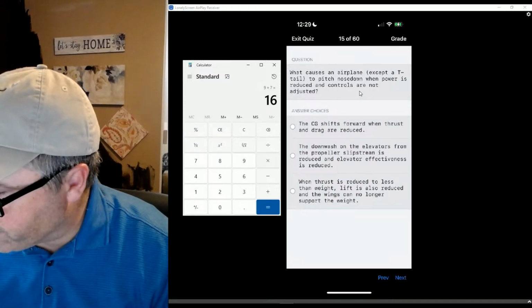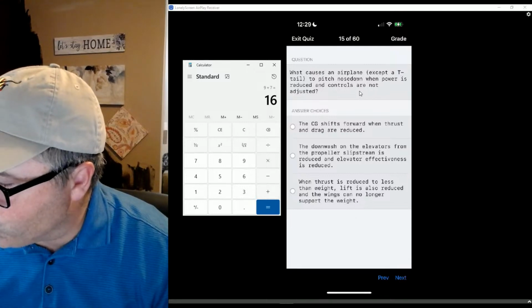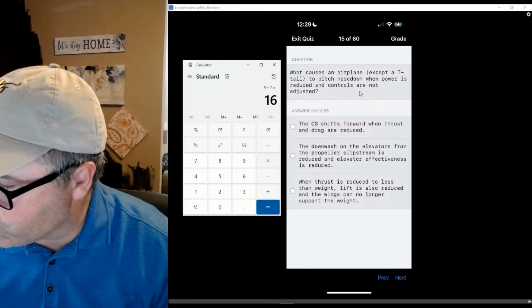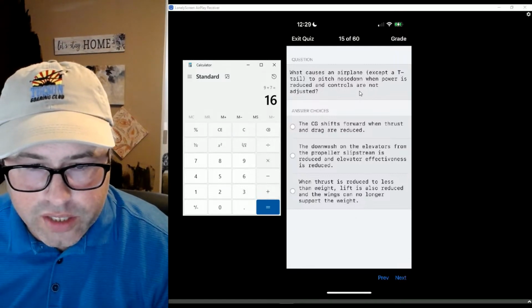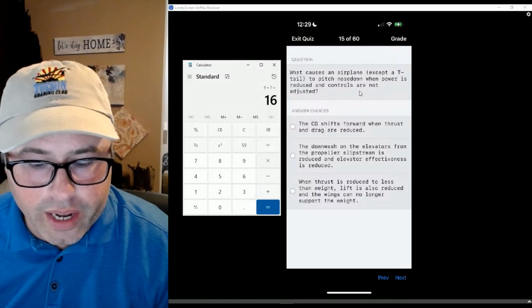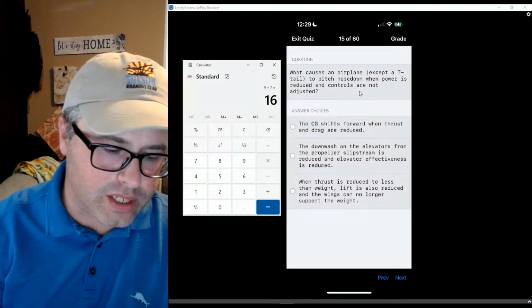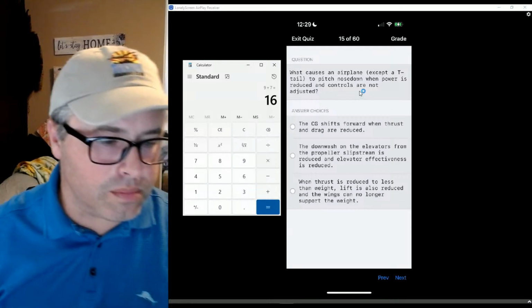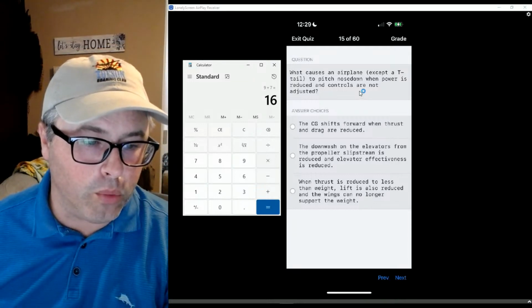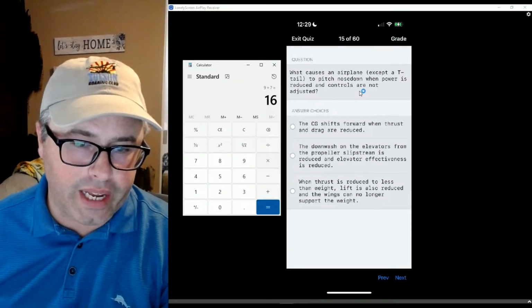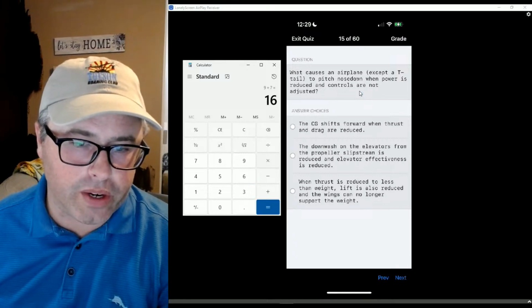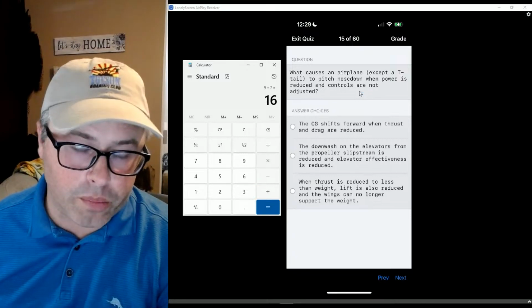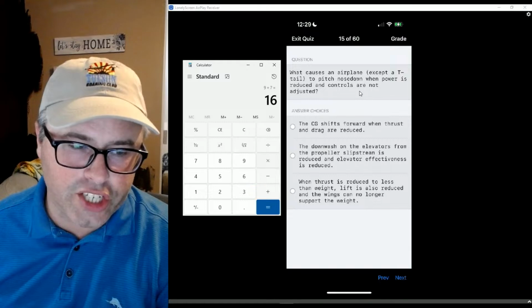What causes an airplane, except a T-tail, to pitch nose down when power is reduced and controls are not adjusted? Just remember, you're saying, well, power, but this is a glider. Yeah, but you could be flying a self-launch glider or a motor glider, so you do have to know some facts about airplanes, and they'll use airplane interchangeably with glider.